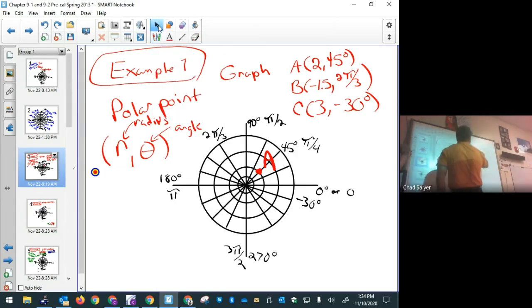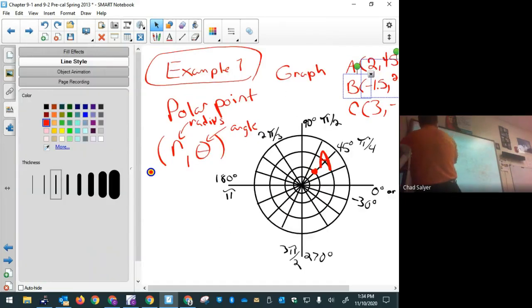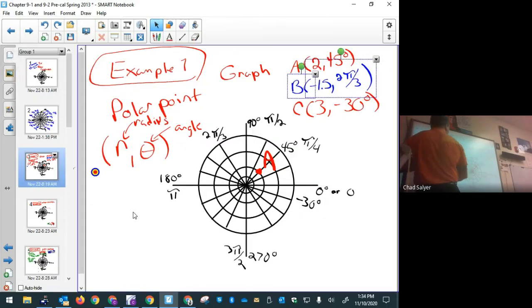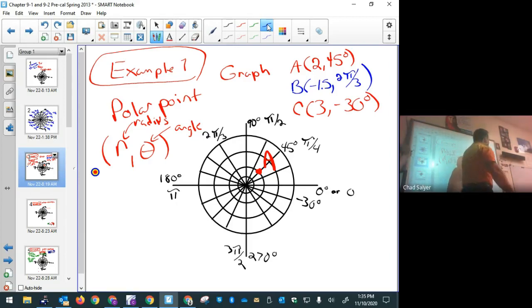Change the color here for B. So we'll write that one. Negative 1.5. Uh-oh, negative radius. So what that means is we're going to go away from that angle. Do you see here we went 2 units towards that angle? Here we're going to go 1.5 units away from this angle.